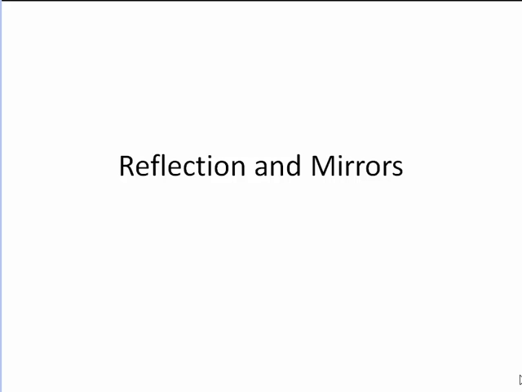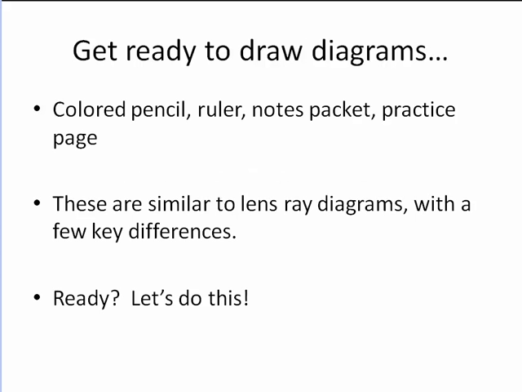Now that we've discussed the law of reflection and mirror types, we can get into the ray diagrams. So on that note, gather your materials. You need a colored pencil, a regular pencil, a ruler, and the notes packet and practice page we started when we did lenses. There are a bunch of similarities with lenses ray diagrams, but some key differences too.